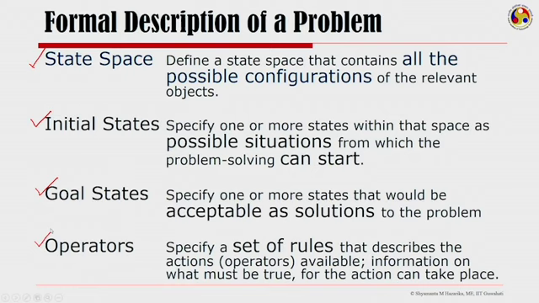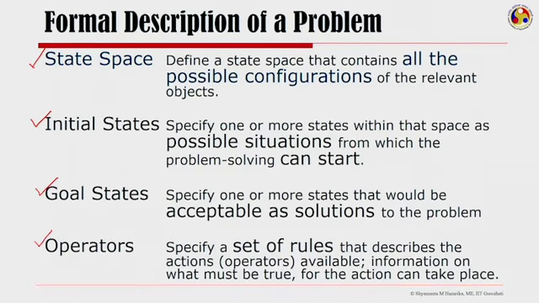So here is the formal description of problem solving as state space search. We have to define the state space, which is all the possible configurations. We then identify one or more states within the space as possible situations from which we can start. That's the initial state. One or more states from the problem space that are acceptable as solutions are referred to as the goal states. And then a couple of rules that describe actions available.